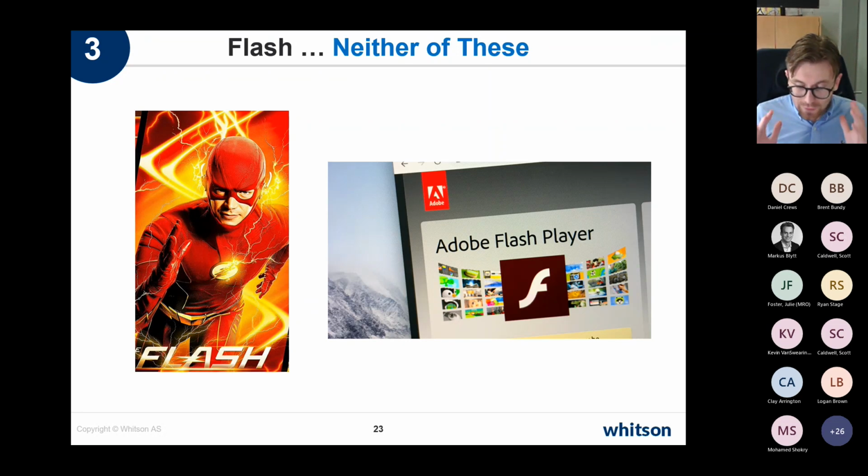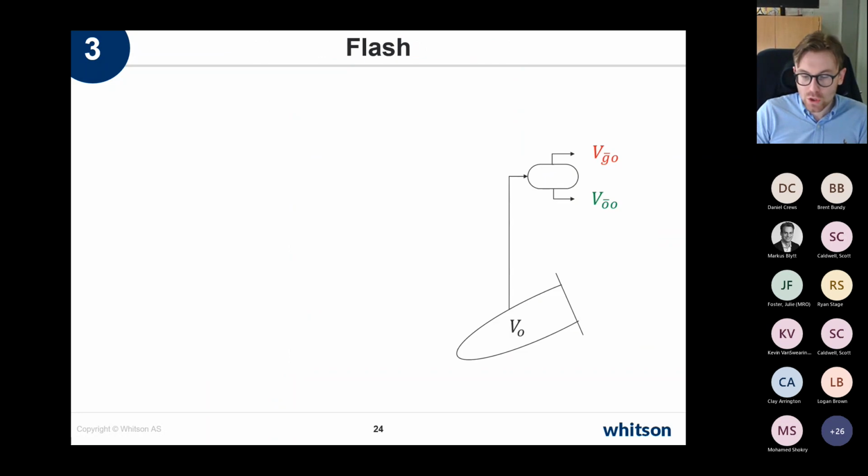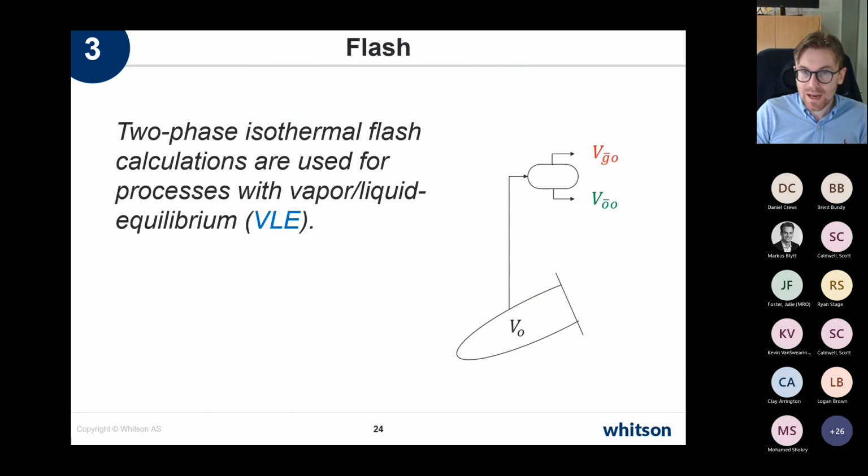So the Flash, you can think about, maybe it's fast. It's good maybe to talk about it in the context of the superhero. But in this course, when we talk about something that is flashed at a certain condition, we're referring to a two-phase isothermal flash calculation that is used for processes with vapor-liquid equilibrium. And I know there's a lot of words there. We call it VLE.